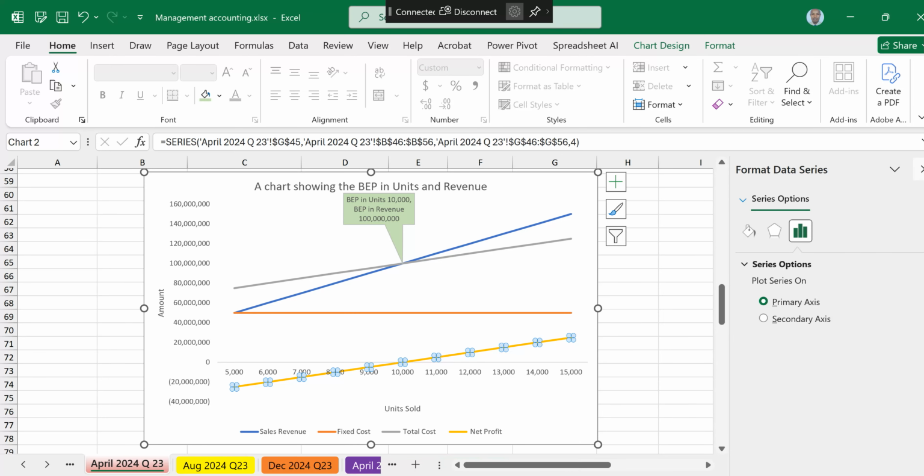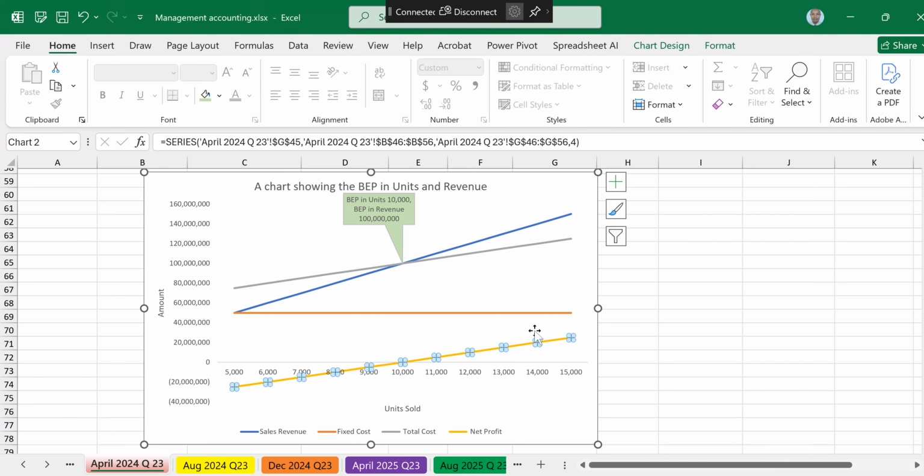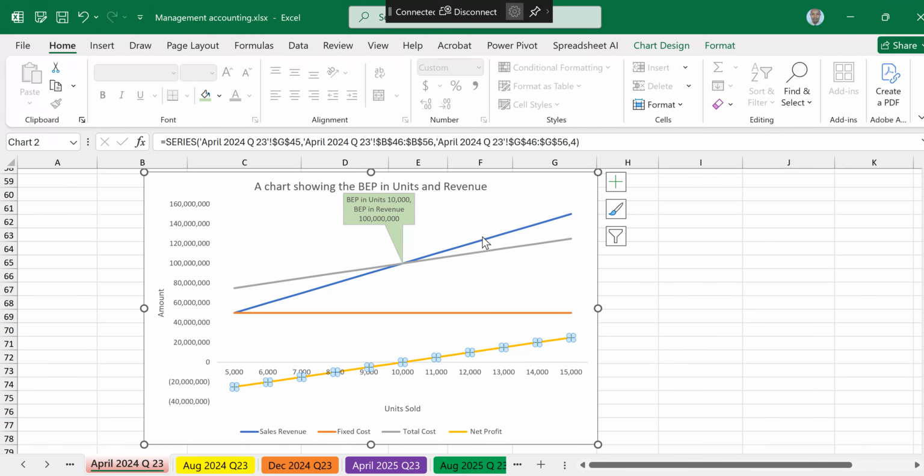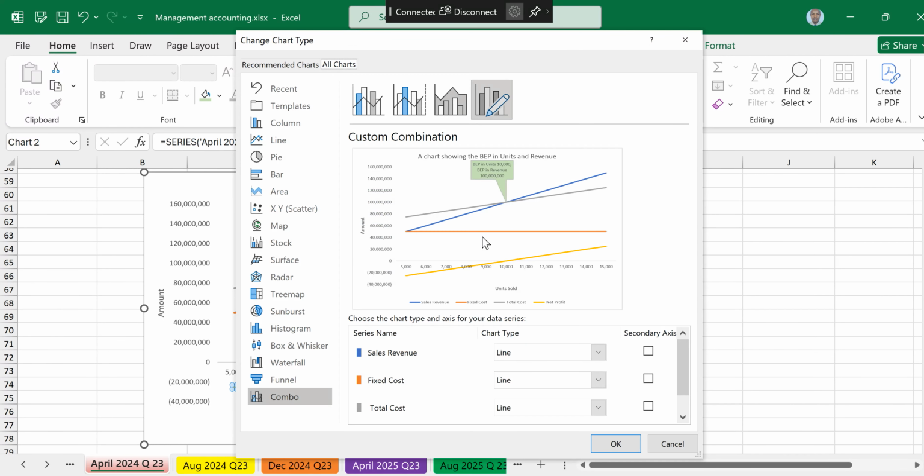Okay, it's not format data series. You right click and select change series chart type. That way, scroll down to the end. You can see choose the chart type and axis for your data series.